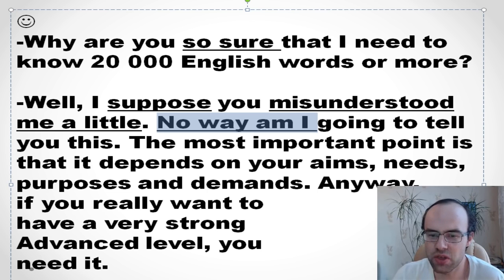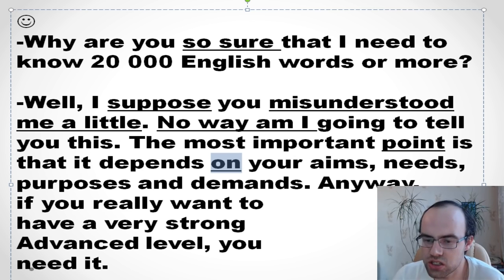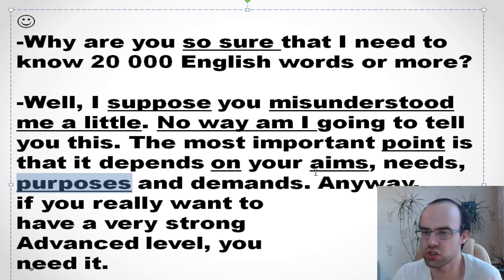No, okay? So the most important point is that it depends on your aims, needs, purposes and demands. Okay, so you know that aims and purposes, actually they are very similar words. So aims, needs, purposes and demands, it depends on what you want. Maybe you don't actually need these 20,000 English words, who knows?